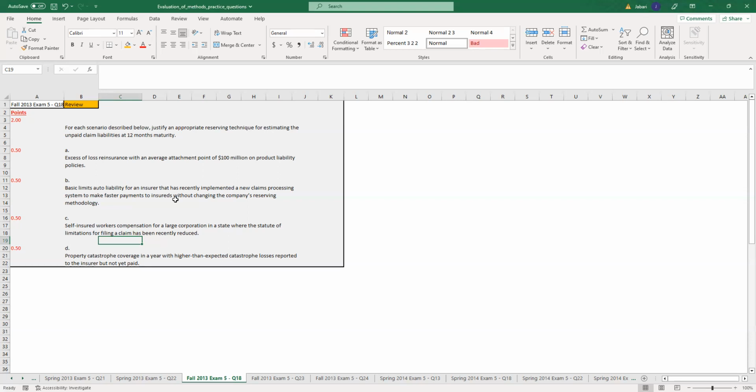must be reported. Yeah, and then for C, I'm pretty sure that one actually might be the expected claims, because when you change the statute of limitations, what'll happen is you'll get a bit of variability in there. So yeah, expected claims. Although you might want to take a look at that one.